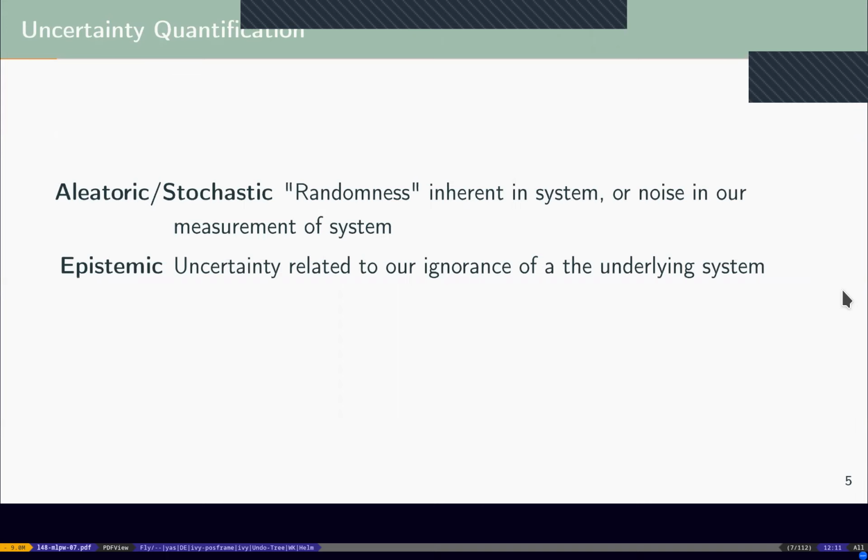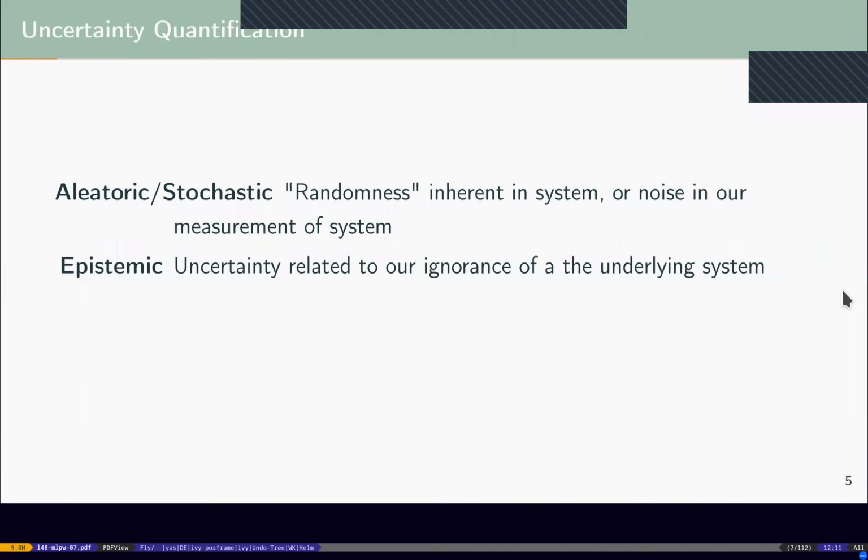Then you have the epistemic uncertainty, which was the one we worked with last time, which is uncertainty related to our ignorance of the underlying system. This was the one in the examples where we didn't actually have any noise in any of the examples that I showed.